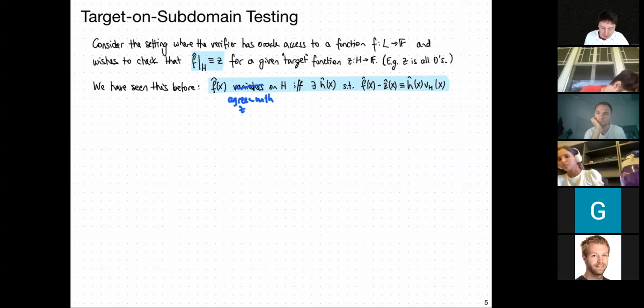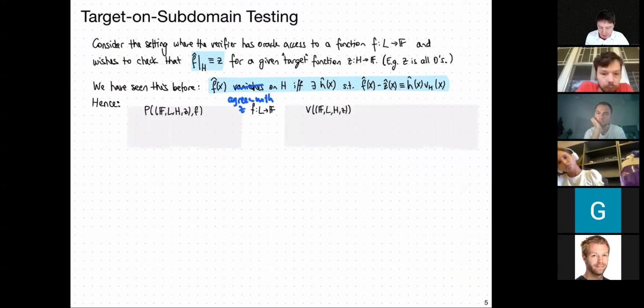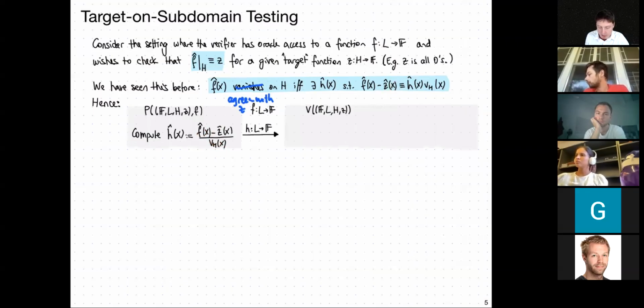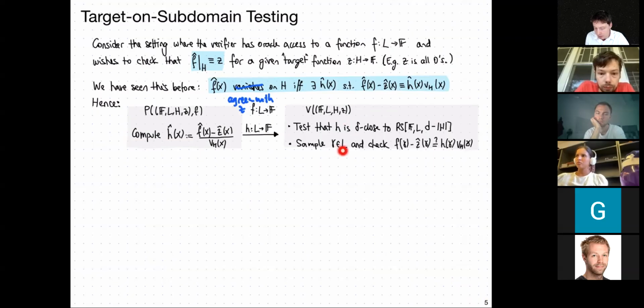So that means that I can just create a pretty simple IOP. The prover will compute h hat to be f hat minus z hat divided by vh to obtain the quotient polynomial. It will send its evaluation, and the verifier will test that the quotient polynomial has the correct degree, and then it will sample a random point over the domain and check the identity that it should have satisfied, right?